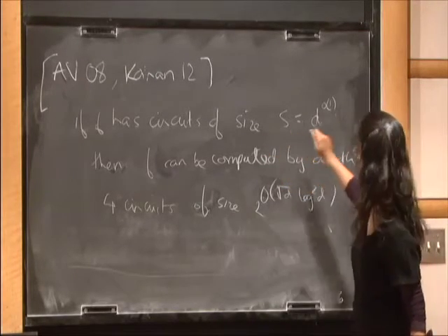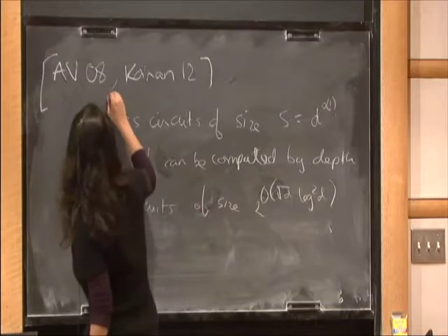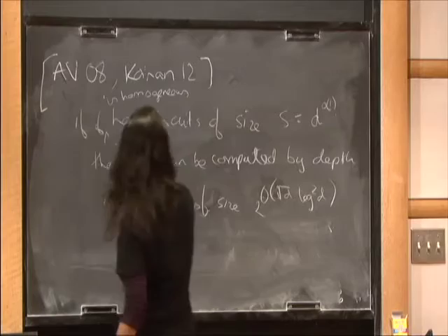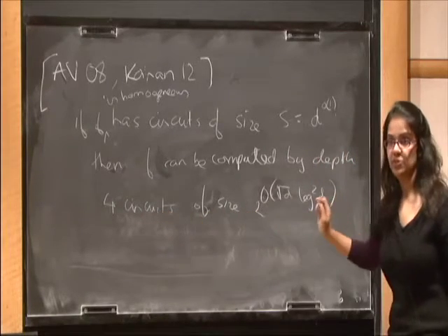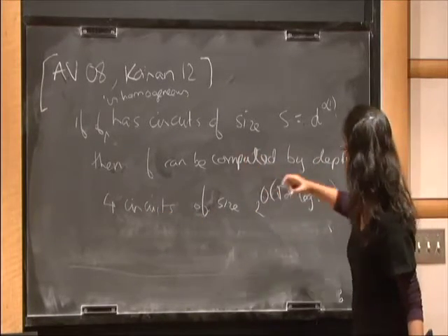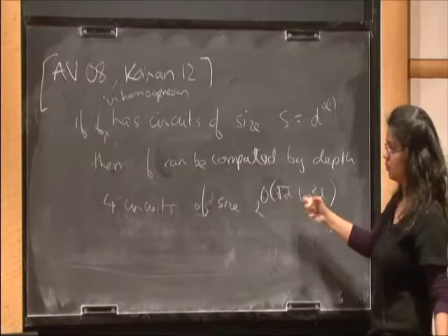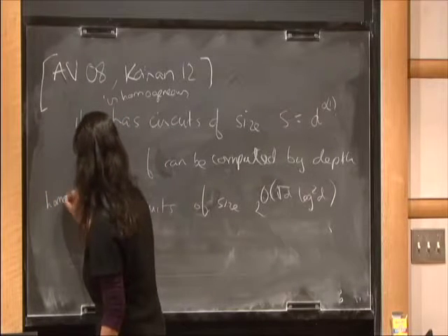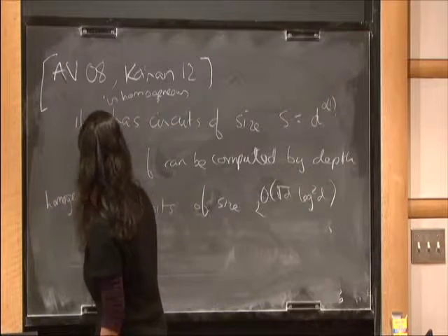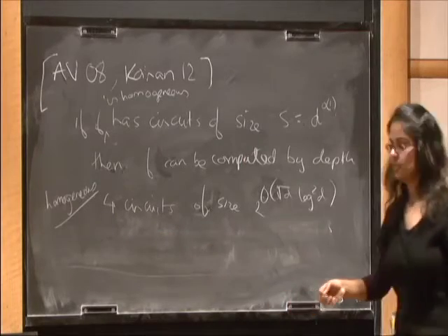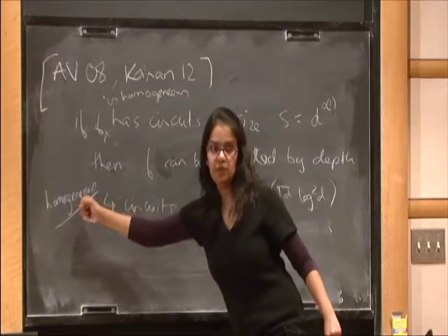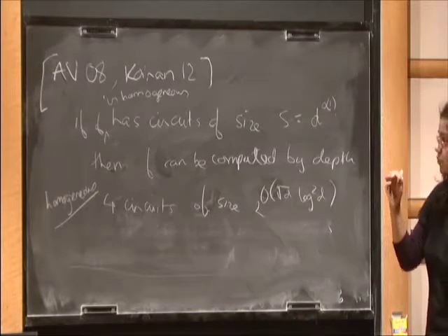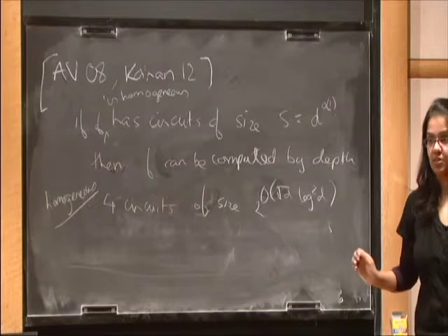If f is homogeneous, then these depth 4 circuits are also homogeneous. This is very important. Then f can be computed by a depth 4 circuit of size something like 2 to the square root d, but these depth 4 circuits are homogeneous. And this is quite a powerful feature of this reduction, that it preserves the formal degree of the polynomials when you do this squashing operation.